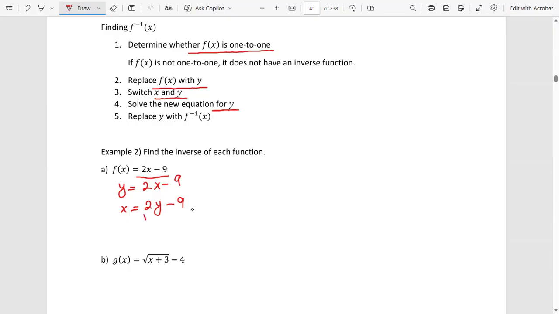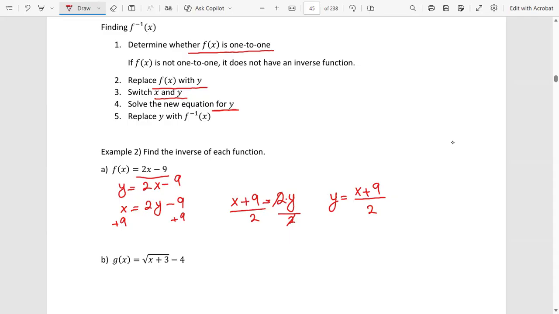Y is on the right side. To isolate the y, I need to move 9 and also get rid of 2. To move 9, I'm going to add 9 to both sides. So we just have x plus 9, which is equal to 2y. Then to cancel 2, since 2 is multiplying, I will divide both sides by 2. So now we have y, which is equal to x plus 9 over 2. Y is isolated now. This is my inverse function.